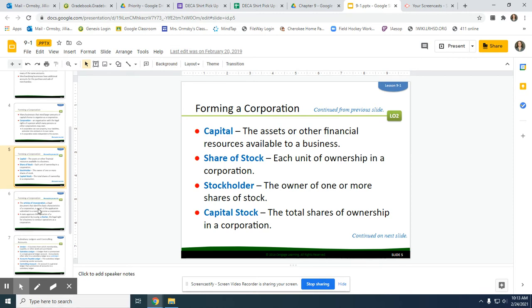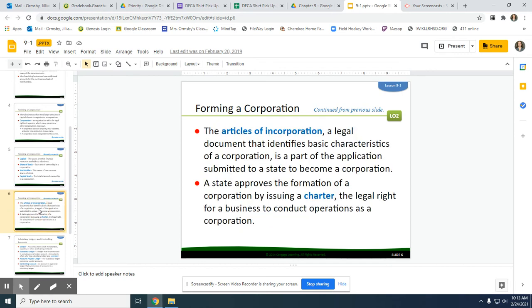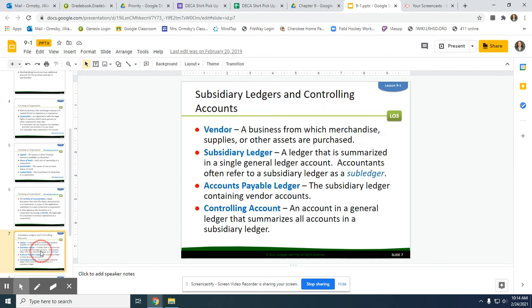ownership in a corporation. When you form a corporation, you are going to utilize the Articles of Incorporation, and that's a legal document that identifies the basic characteristics of the corporation and is part of the application submitted to the state to become a corporation. Then, a state approves the formation of a corporation by issuing a charter, which is the legal right for a business to conduct operations as a corporation.